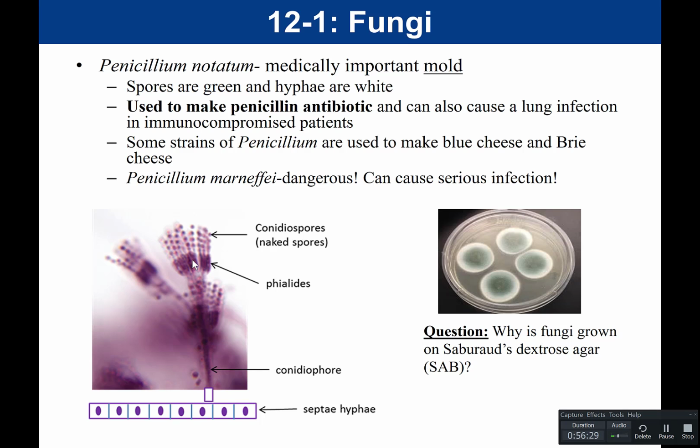You want to know why fungi are grown on Sabouraud's dextrose agar, and that is because the low pH of between 5 and 6 encourages fungi to grow and not bacteria. In addition to knowing what Penicillium looks like under the microscope, you should also be able to identify it by plate. On the plate, the spores are going to be green and the hyphae are going to be white. So this is what Penicillium notatum would look like growing on a plate.